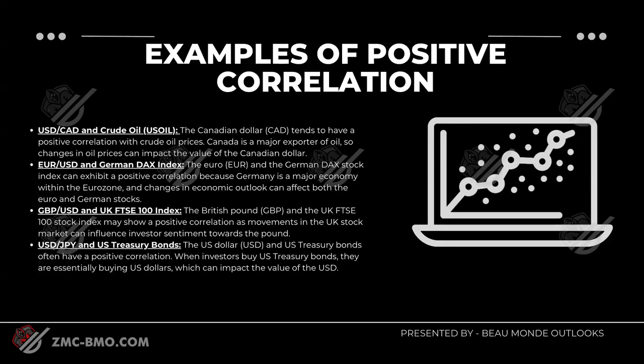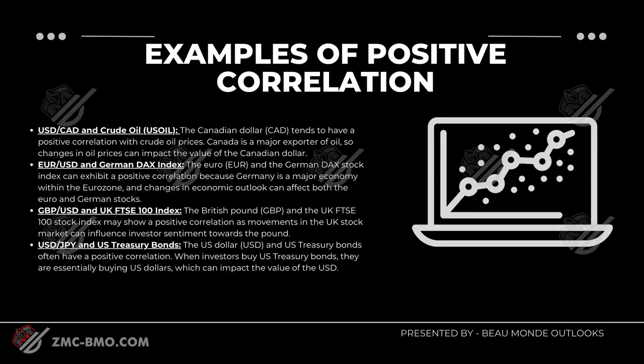Now let's look at some examples of positive correlations. First, as we just discussed, the US dollar CAD and crude oil. Now the Canadian dollar tends to have a correlation with crude oil prices. Canada is a major exporter of oil, so changes in oil prices can impact the value of the Canadian dollar, because as oil increases in value, businesses in Canada are charging more for the oil, therefore they're making more money, more demand for the Canadian dollar, and so on and so forth. So as US oil rises, USD/CAD tends to fall because the Canadian dollar is appreciating over the dollar.